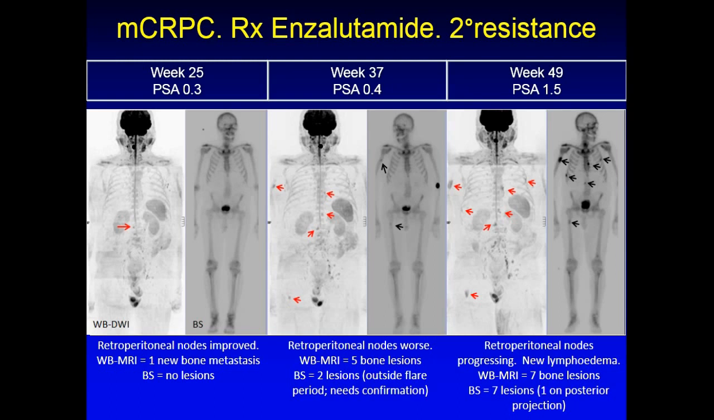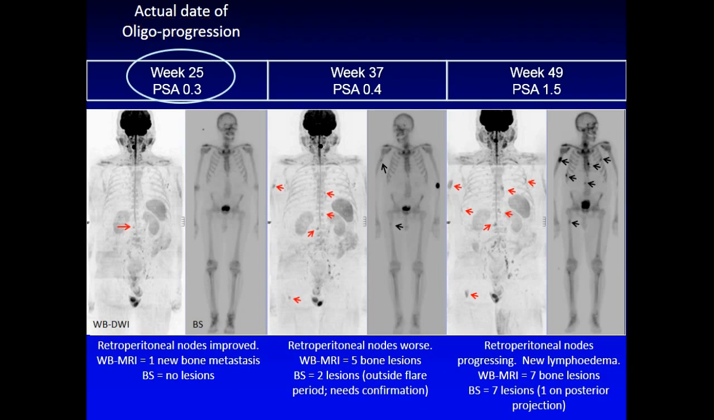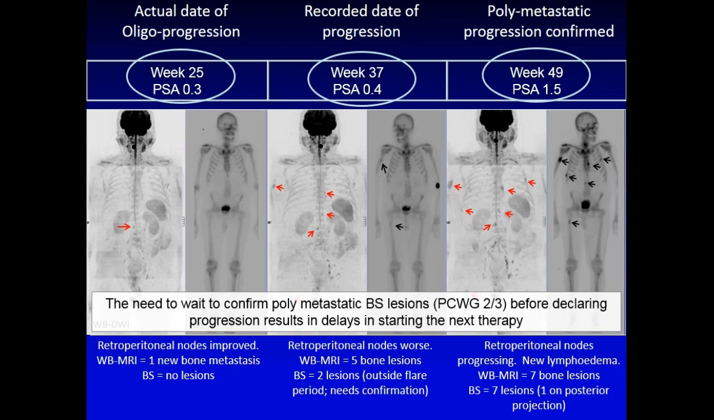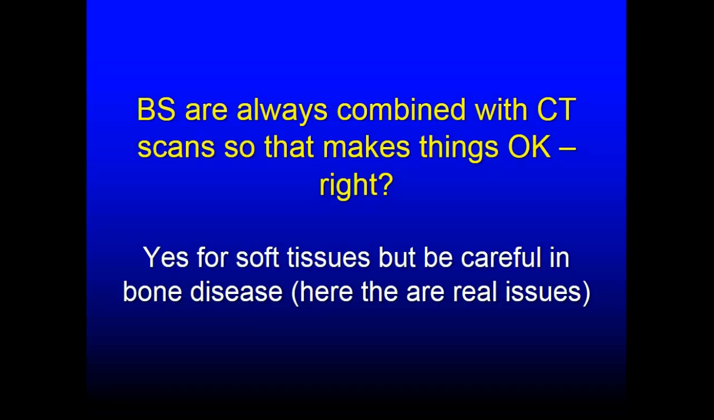So this is a nice example where the oligoprogressive disease was shown after 24 weeks of treatment, but you can see that polymetastatic disease was only confirmed 25 weeks later, and this need to wait before declaring progression can put patients at a disadvantage because of the increasing volume of disease that needs to be demonstrated before therapies can be changed.